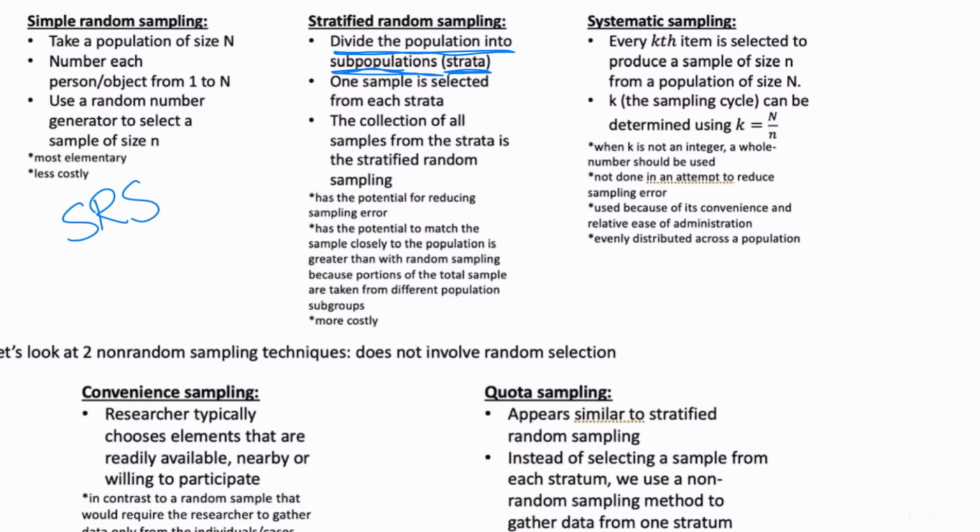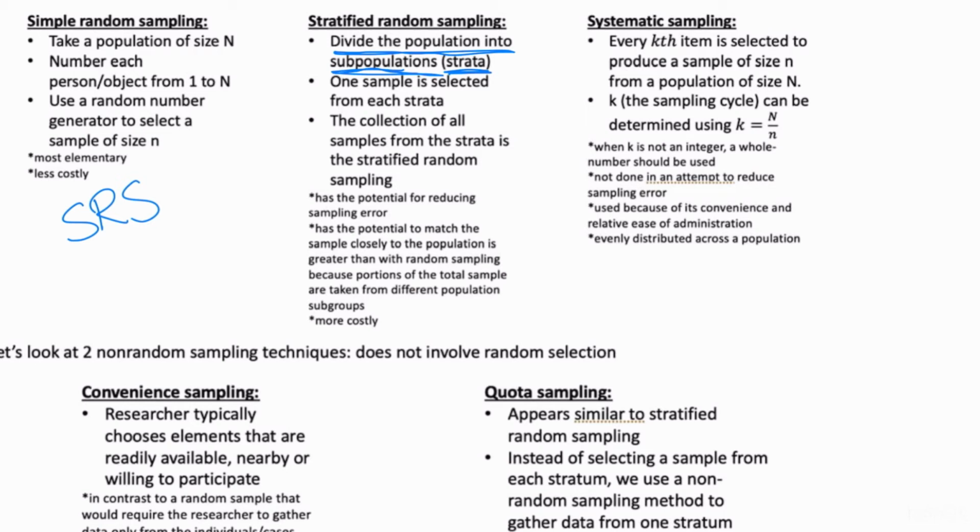So the idea there is we have potential for reducing sampling error because we at least are going to hear from all the grade levels in terms of what course they want to get added to the curriculum. Also, the potential to match the sample closely to the population is greater than with simple random sampling because portions of the total sample are taken from different population subgroups. This, of course, does tend to be a little bit more costly because it will take you time to go ahead and subdivide the population. And then within each strata, you're going to randomly select them.